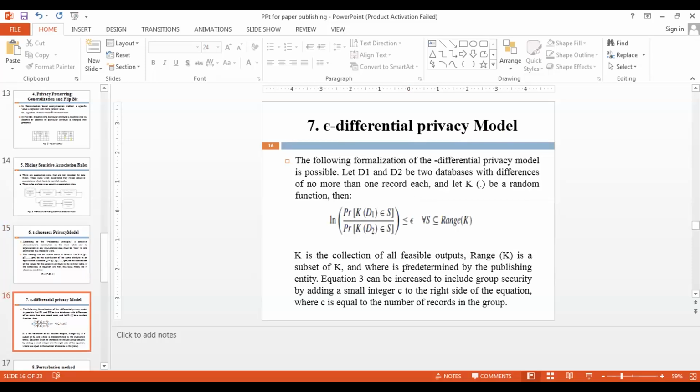Here D1 and D2 are two databases differing by at most one record, and K is a random function. Suppose we have taken D1 and D2, and K is another random function, so that we mix the two, and accordingly we provide a database with ranges, and they can use the changed database. The other part that stays with us, we can subtract and put with ourselves, so that the original database will be there with us.